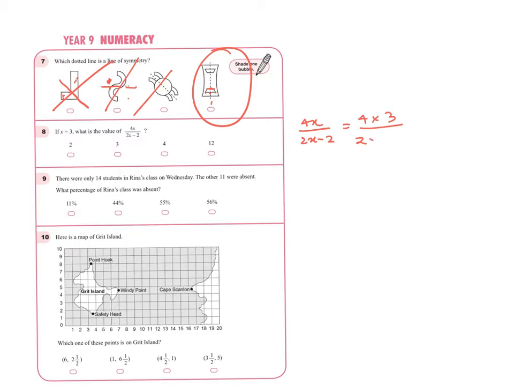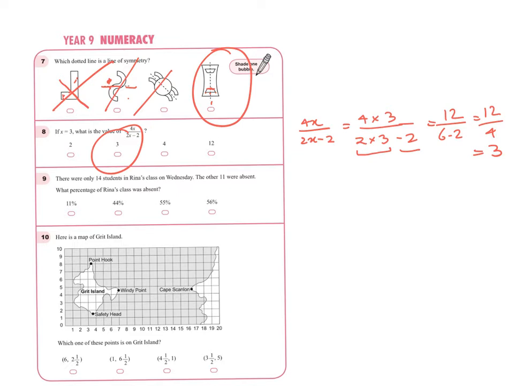2 times 3, take away 2, equal to 4 times 3 is 12, over 2 times 3. Multiplication first, then take away. So it's 6 take away 2, 12 divided by 6 take away 2, it's 4. So the answer will be 3. So that's your answer. Beautiful.